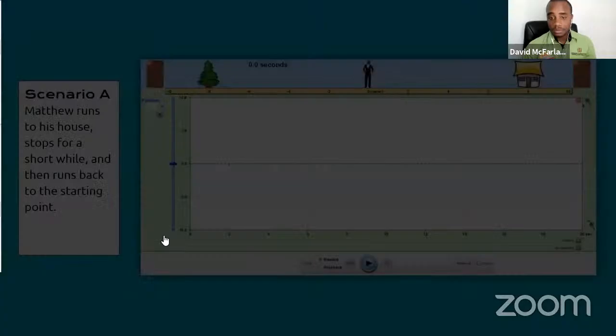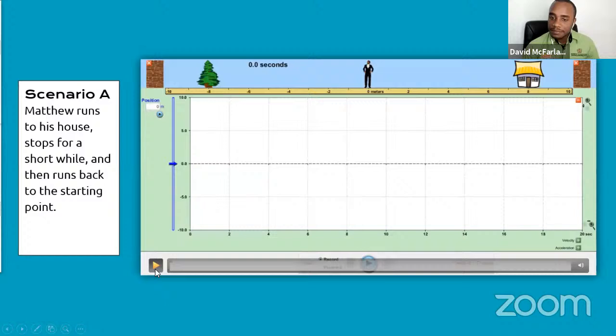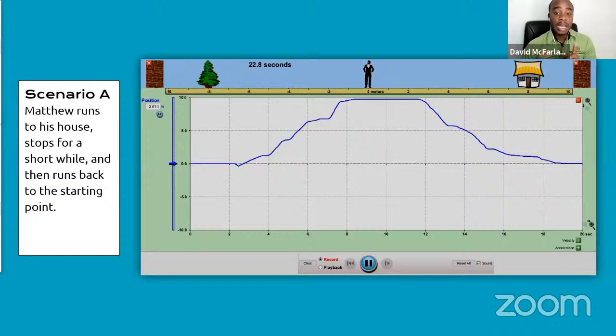In this scenario, Matthew runs to his house, stops for a short while, and then runs back to the starting point. I want you to look at the video of Matthew's movement. While you watch, think about what happens when Matthew moves further away from the center, stops, and then gets back closer to the center. So let's see what happens. Matthew's moving further away from where he started, he stops, and now he's moving back to where he had started. Remember, don't say anything in the chat yet. Just take note of what happens when he moves away, stops, and then comes back. I'll give you 10 seconds to write down those notes.